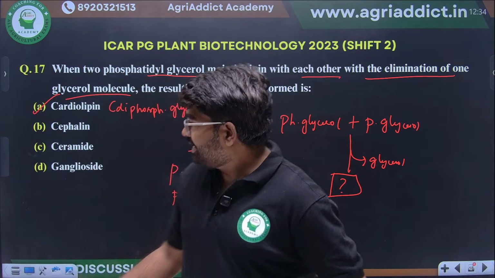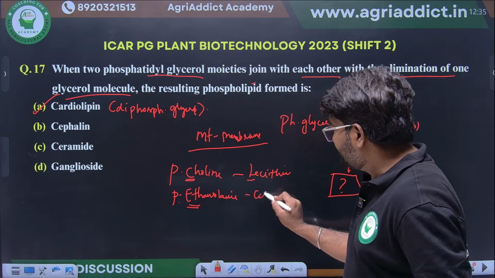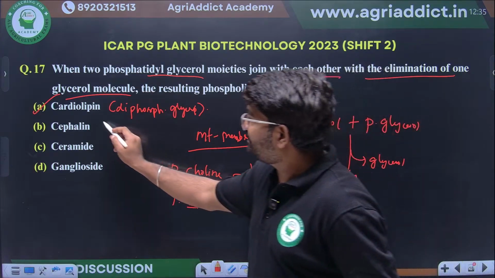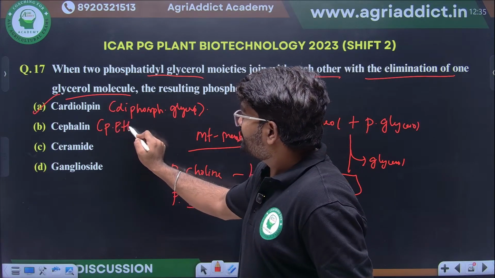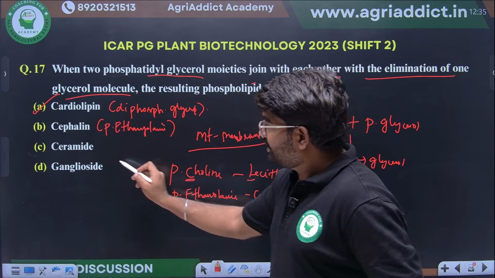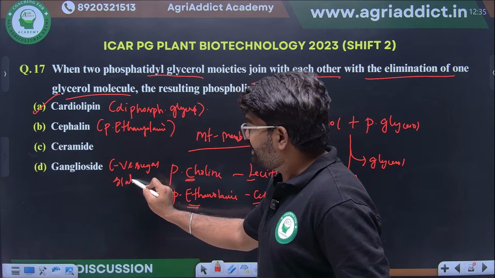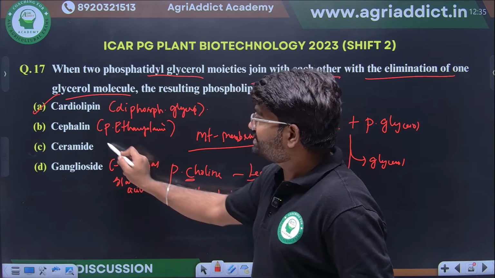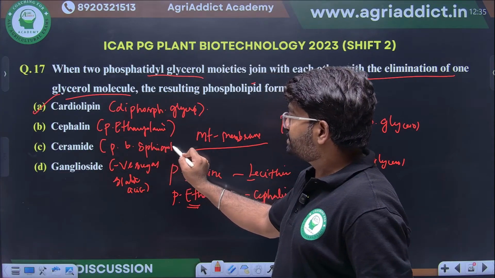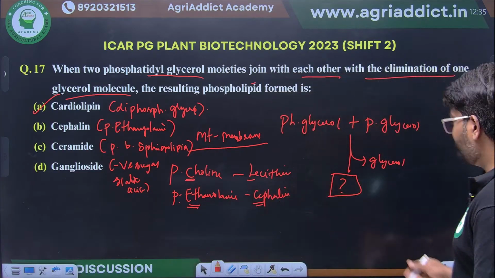So here they have given cephalin. Phosphatidylethanolamine is cephalin. Clear? Ganglioside means it will have a negative sugar molecule, that is sialic acid. Ceramide is the principal backbone for sphingolipid biosynthesis. This we have already discussed in our class. I am just giving one revision.